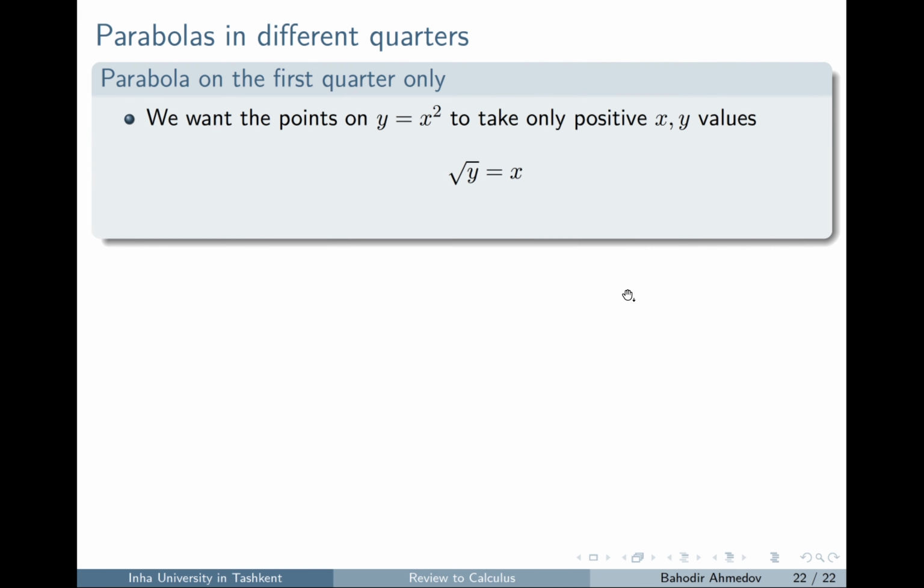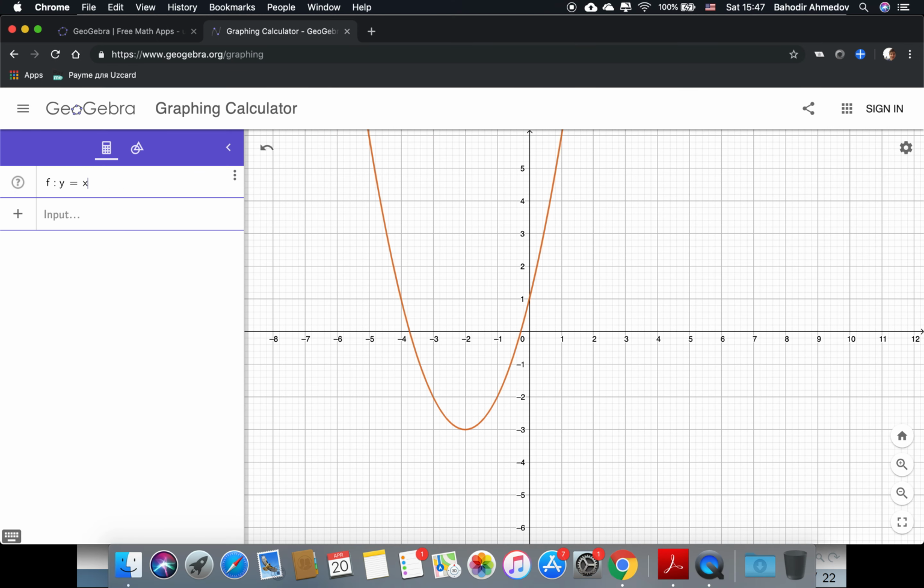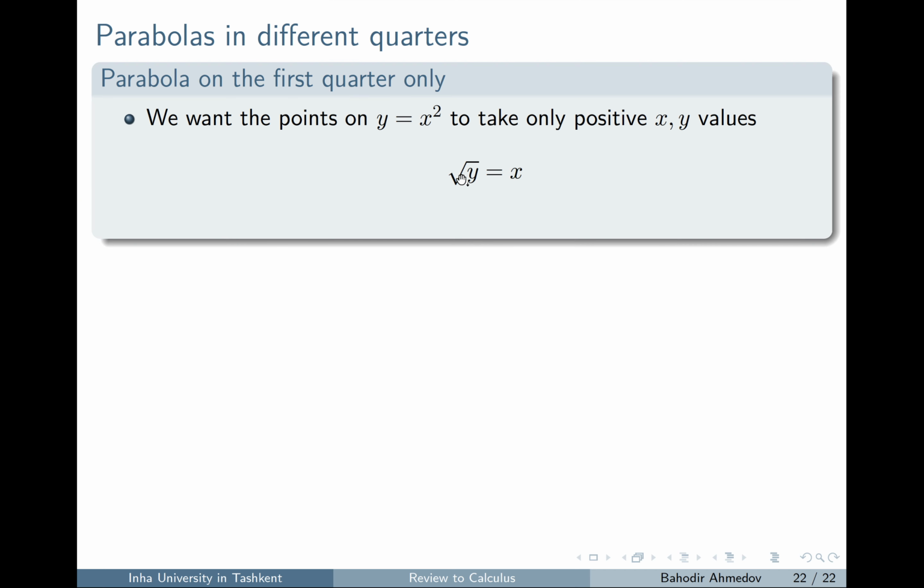If I would like to draw just half of the parabola, or a parabola in some quarters, I need to restrict the y's, right, to be positive or negative. So you see, here, if I just draw the parabola y is equal to x squared, it's going to be a parabola, and this parabola always takes positive y's, and both positive and negative x's. If I want to restrict this parabola to always have positive x, then I just need to write x equal to the square root of y. You see, no matter what you take here, the x will always be positive, right?